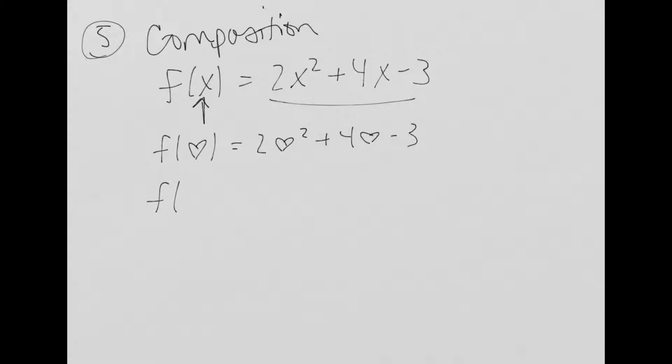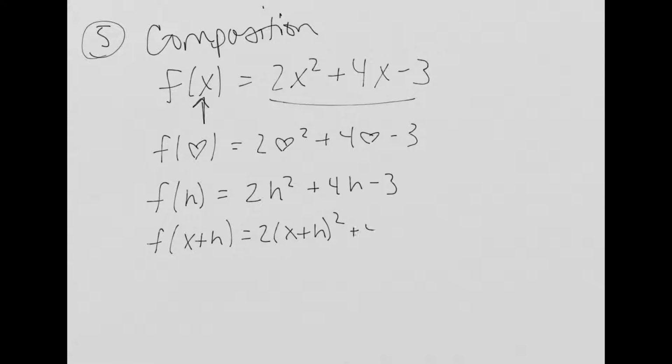Try something more complicated. How about f of h? So instead of the x or the heart, my input is an h. So 2h squared plus 4h minus 3. Everywhere I saw that heart or x, I just replaced it with an h. What about f of x plus h? So this is going to be 2 times (x plus h) squared plus 4 times (x plus h) minus 3. So take a second and make sure you understand where we got this line. Everywhere that we saw an x or an h, we replaced it with x plus h.